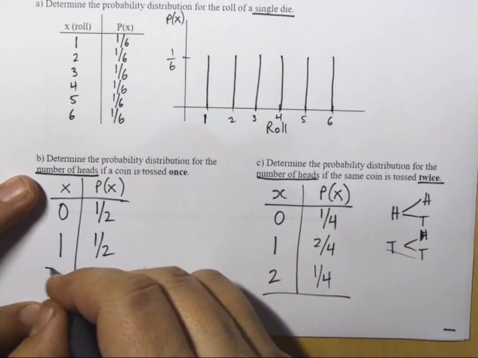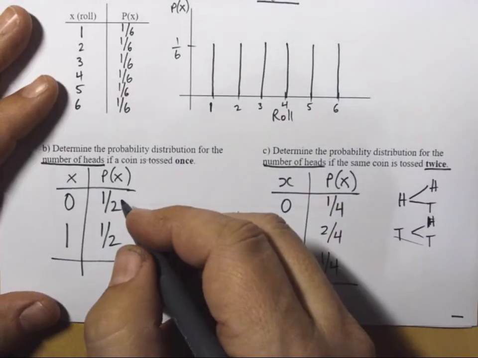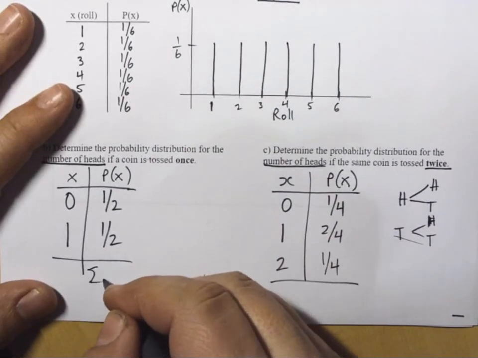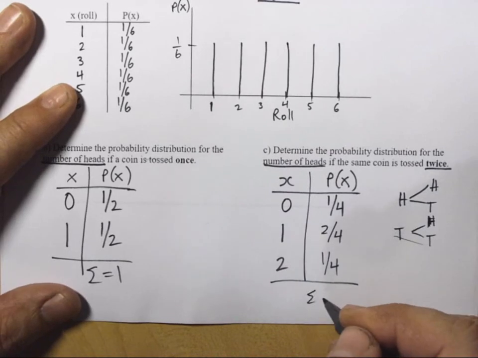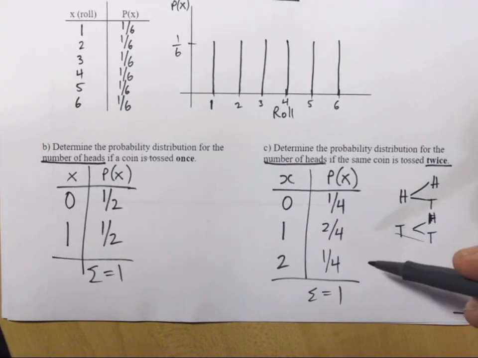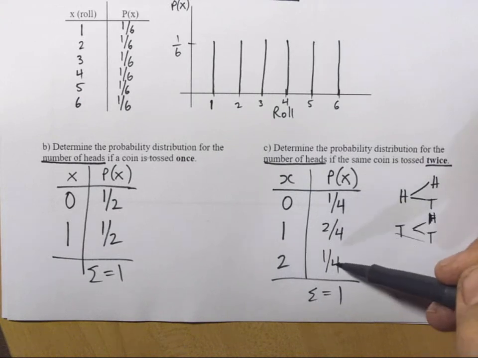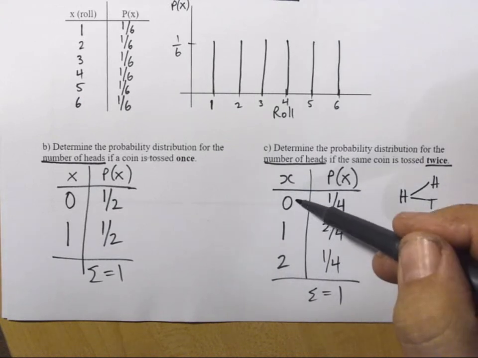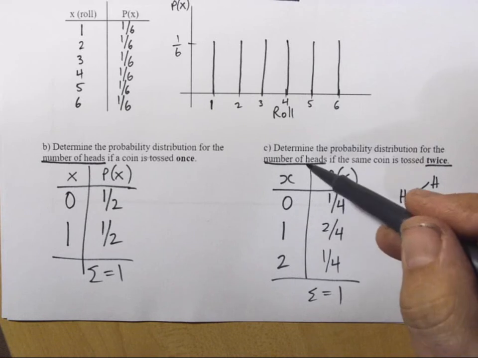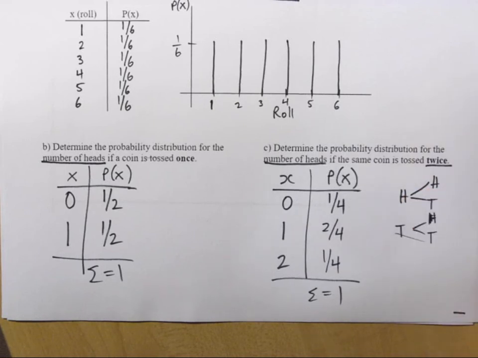It's interesting to note that for both of these examples, when we add up the probabilities, the sum is equal to 1. Why is the sum equal to 1? Because this is every single possible probability. This is every event that could happen for this number of heads when you flip a coin twice. That's what a distribution is all about.